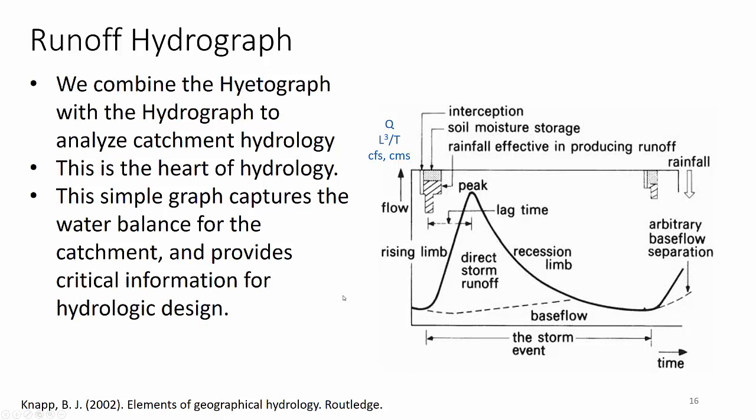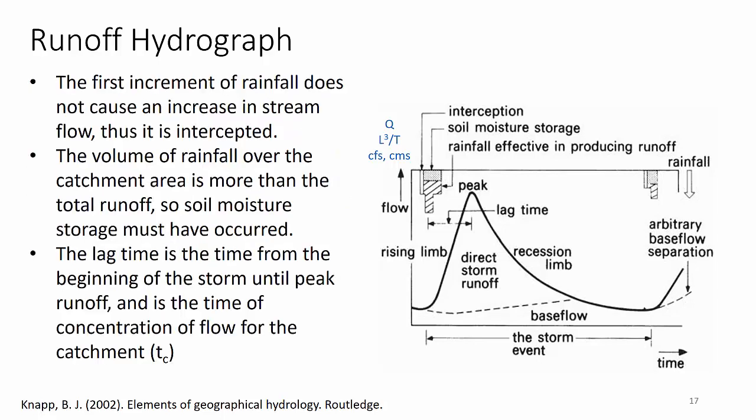The simple graph tells us a lot about what's happening in that river channel. The first increment of rainfall does not cause an increase in stream flow. You guys, we should be very familiar with that now. So it's intercepted. That's our interpretation. There's no increase. It's raining, but nothing's happening. The volume of rainfall over the catchment area is more than total runoff, so soil moisture must have occurred.